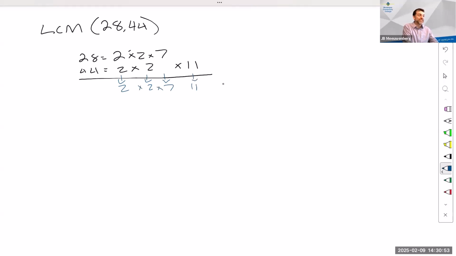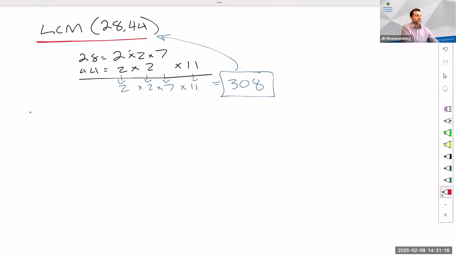2 times 2 times 7 times 11 is 308. And that is that least common multiple of 28 and 44. Again, if you're counting by 28, counting by 44, that's going to be the first number that you get to in both lists. Now, bonus question, what's the greatest common factor of these two numbers?